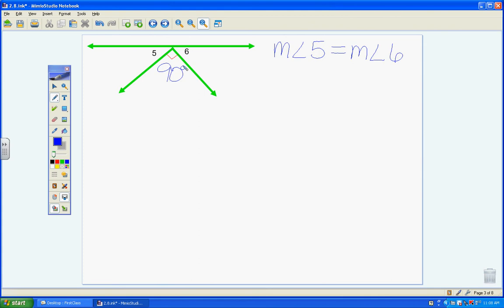Another 90. Well, if I know they're both equal, what would I have to do to 90 to find out what the measures of each of these are? Divide it by 2, and what do you get? Just to be sure, how could you check your work? Add them up together.